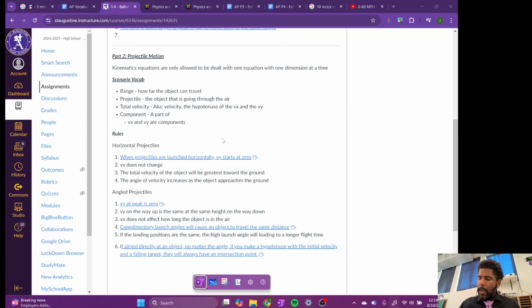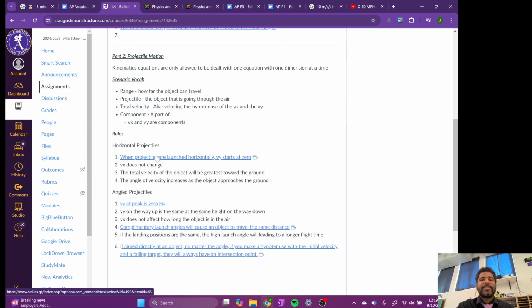Today we're talking about projectile motion. This is the second part of ballistics, and we have two different types of projectiles that we're going to be referring to. We're going to have two situations. We're going to have a situation where we have an object being shot horizontally off of a cliff, and we call this a cliff type problem.